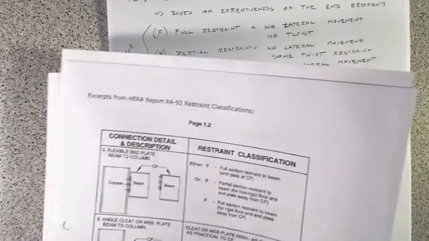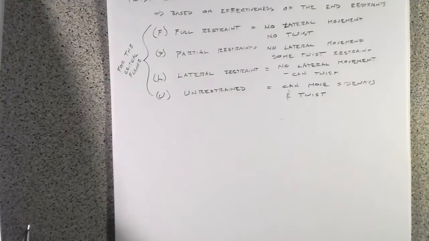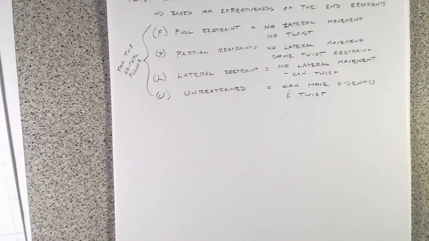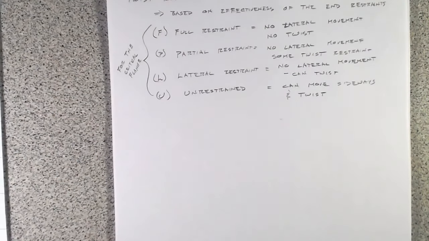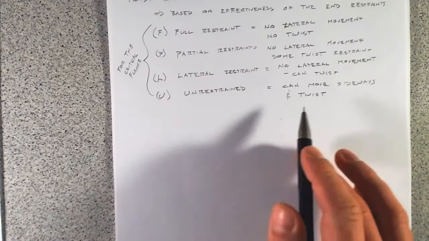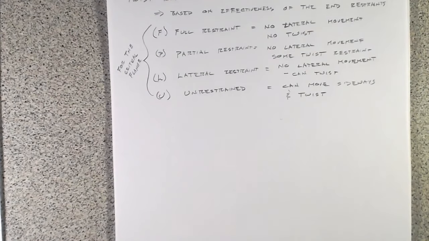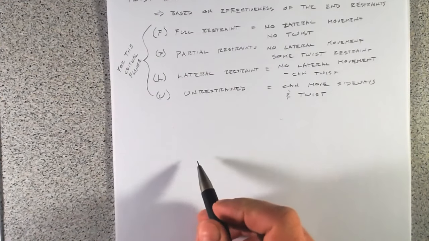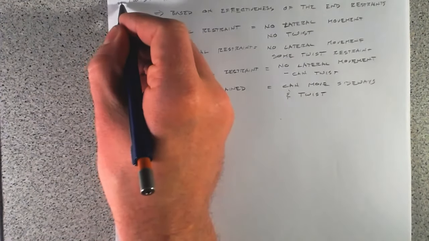Also within your course notes, there's a number of different locations for full and partial. The big thing to keep in mind is what's allowed to happen to that critical flange, which is often going to be just the flange in compression, with the exception of a cantilever in which we check both of them. All right, so that's our twist restraint.